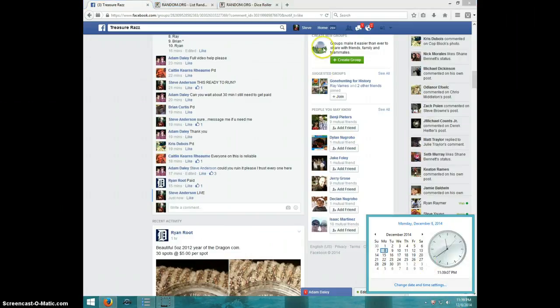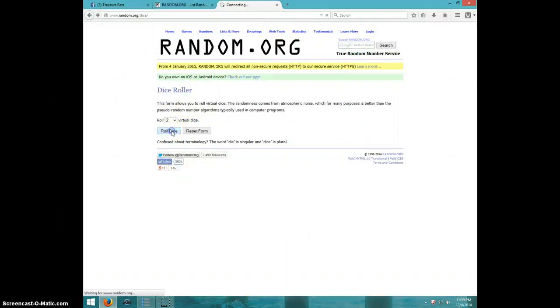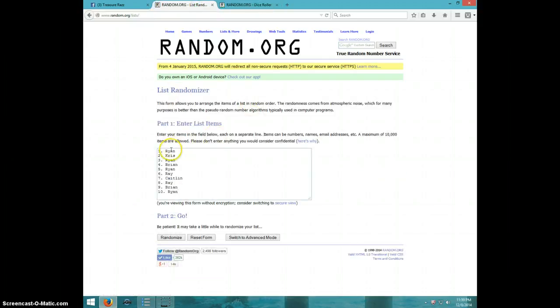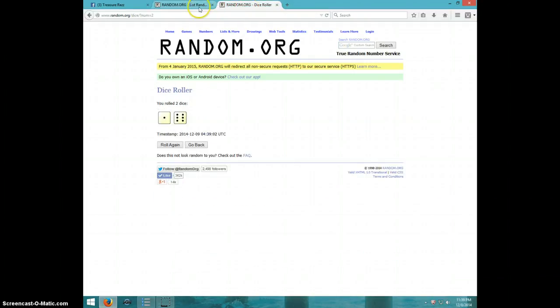It is 11:39. Two dice, no snake eyes. Seven times. Ryan, Chris, Ryan, Brian, Ryan, Ray, Caitlin, Ray, Brian, and Ryan. We're going seven times.